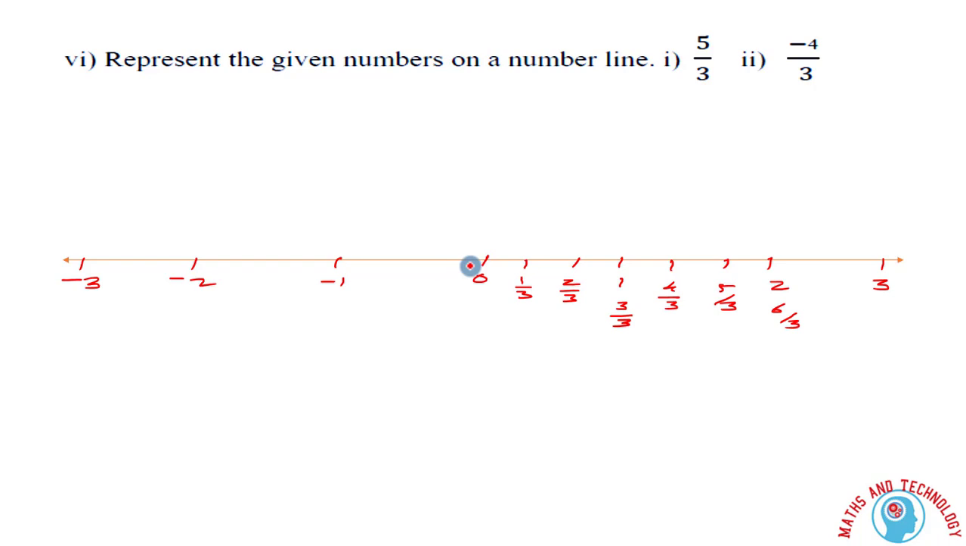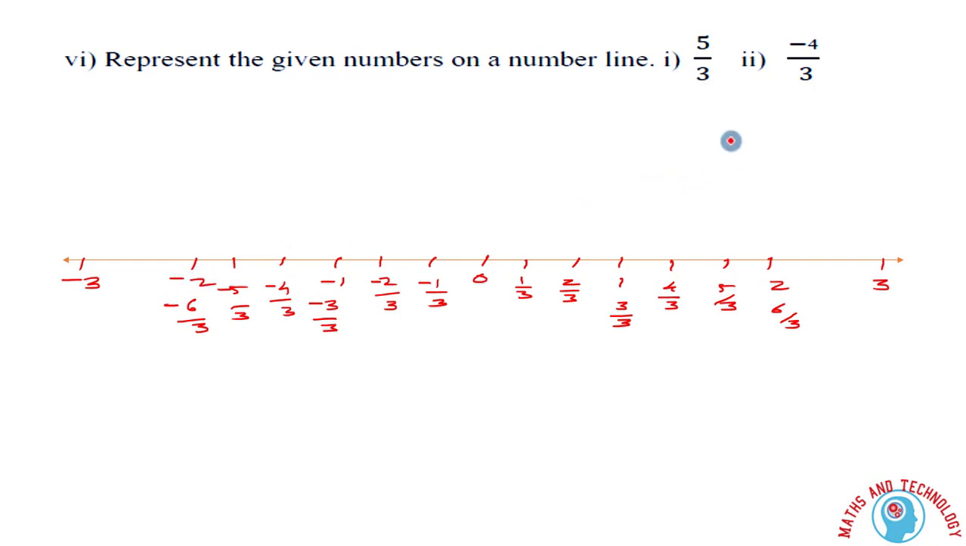Now on the left side, here 2 parts, here also 2 parts: 0, minus 1 by 3, minus 2 by 3, minus 3 by 3 means minus 1, minus 4 by 3, minus 5 by 3, and this is minus 6 by 3. Minus 6 by 3 means minus 2.